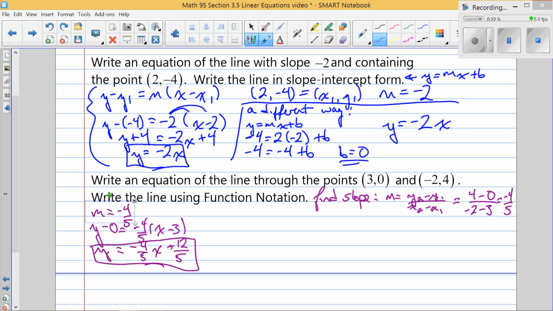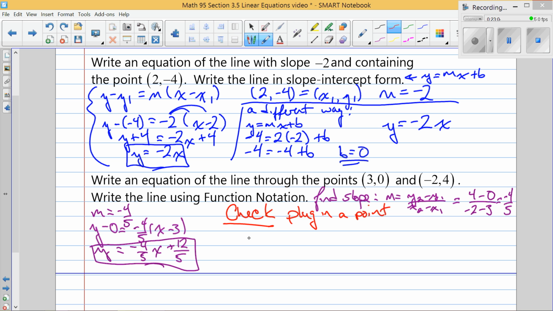Now, we may have made a mistake. We may have made a mistake in our slope equation. We may have made a mistake in our distribution. So we're going to check this. We're going to plug in a point, and it should be the other point, not the one we used to find the point-slope form.